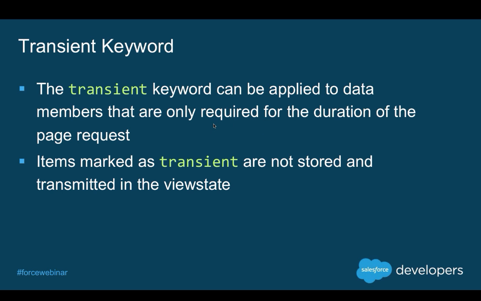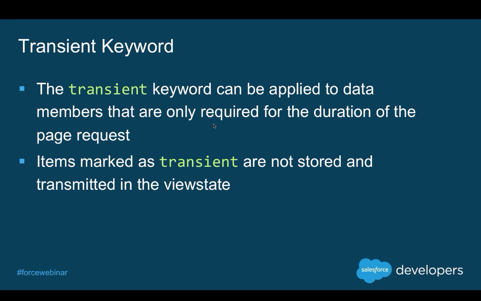First thing we can do to improve our view state is to use the transient keyword. The transient keyword can be applied to data members within the controller that we don't want to use across multiple requests. We're going to see a page example in a minute where I have a list of contacts that I'm going to display, but it depends on the account I've selected at the top. Every time I hit my retrieve contacts button that we saw earlier, I'm going to want to retrieve a new list of contacts. So I don't want to be storing that data. I want to be just retrieving it every time at runtime.